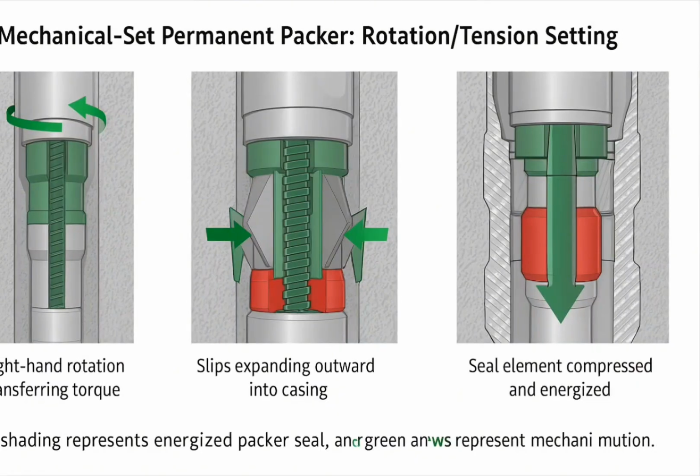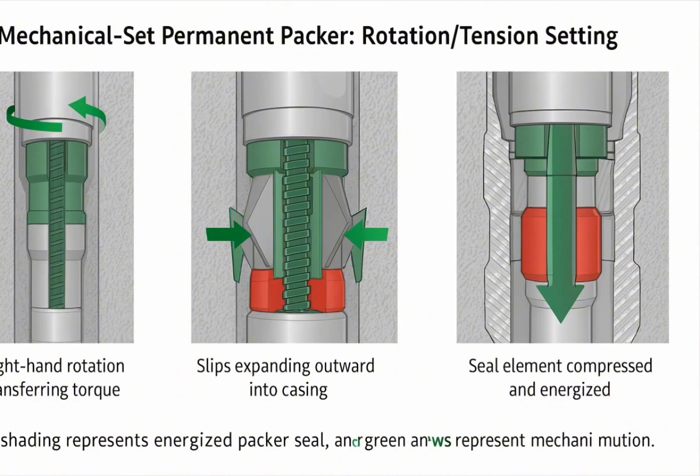Mechanical set permanent packer, rotation/tension setting. This illustration demonstrates mechanical set packers that use rotation or tension to engage slips and energize seals. The sequence shows torque being applied, slips expanding, and seals compressing. The technical detail explains that this method is still used in specific completions, especially vertical wells.